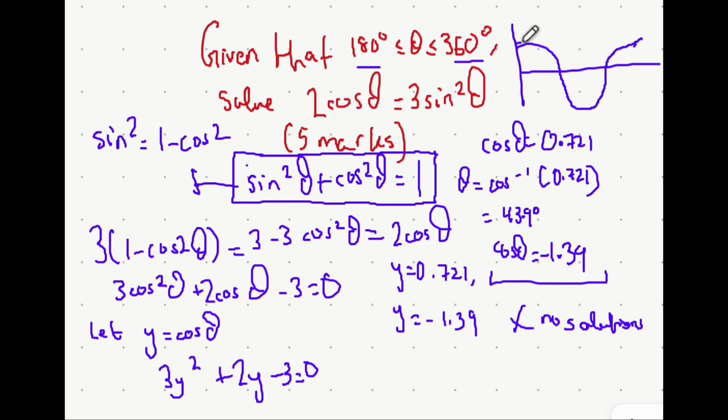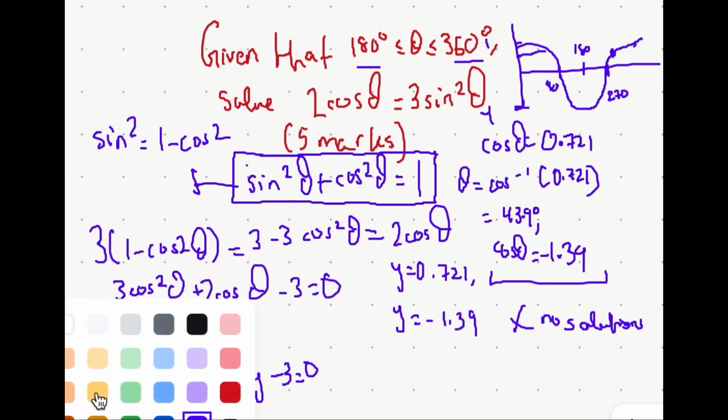Like I mentioned, it has a maximum of 1, minimum of minus 1, but you just want to plot the key coordinates, like 180, 90, 270. So when it's equal to 0.721, that's like here. It's equal at this point and also at this point here. Because of the reflective nature of the cos graph, if we do 360 take away this value, we're going to get the other value of cos.